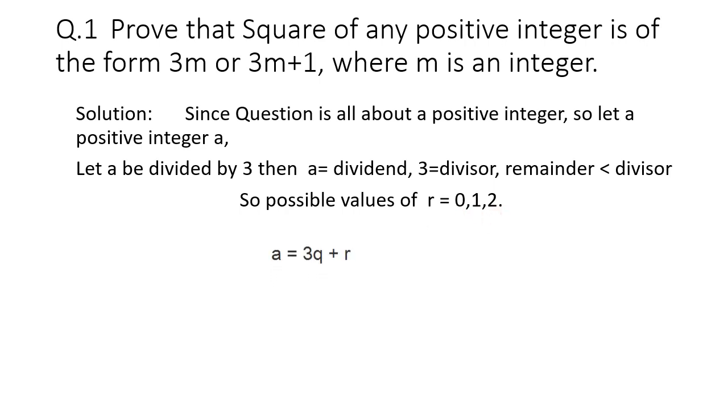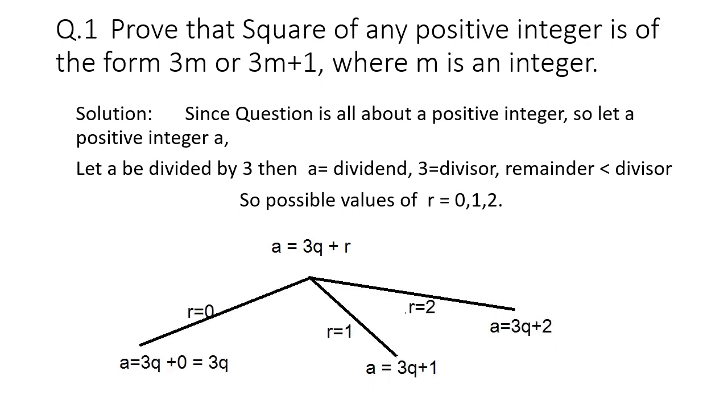So possible values of a will vary in 3 forms. The formula a is equal to bq plus r becomes a is equal to 3q plus r, because b is 3 here. There are 3 values of r, that's why this formula will give 3 different forms. For r is equal to 0, a is equal to 3q plus 0, that means a is equal to 3q. For r is equal to 1, the formula will become a is equal to 3q plus 1. For r is equal to 2, the formula will become a is equal to 3q plus 2.